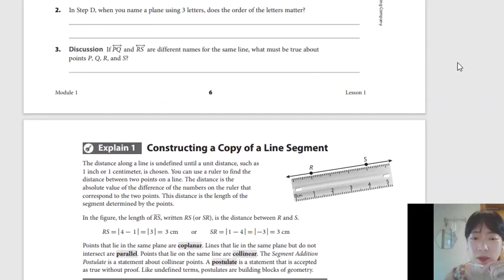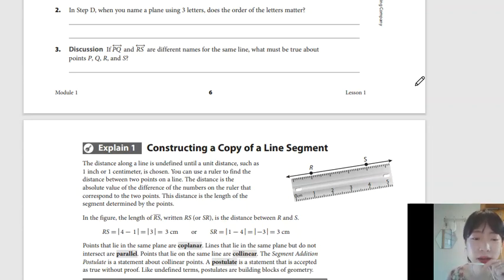Alright, explain number 1. Constructing a copy of a line segment. The distance along a line is undefined until a unit distance, such as 1 inch or 1 centimeter, is chosen. Okay? So a distance is a distance. It's undefined until you have a measure, like a centimeter, millimeter, kilometer, whatever the distance unit measure you have. Feet, inches, stuff like that.